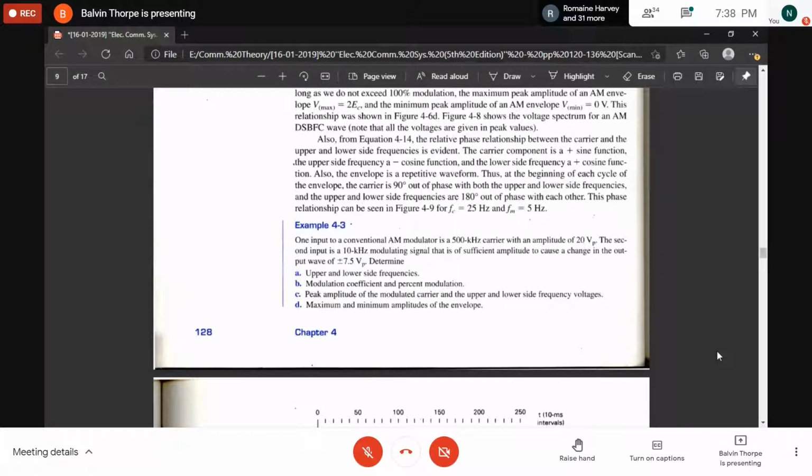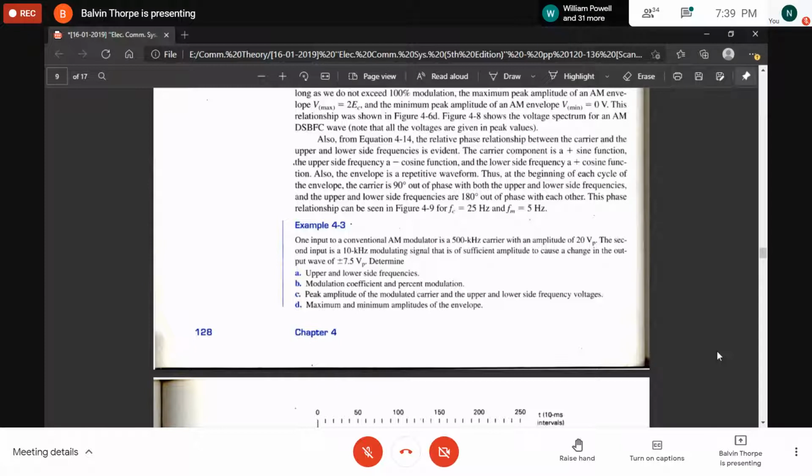Okay. What about the modulation? Based on, again, the information we've been given, what is the modulation coefficient? The same as our modulation index. And then we can find a percentage of that by simply multiplying the result of our modulation index, our coefficient, by 100, right?